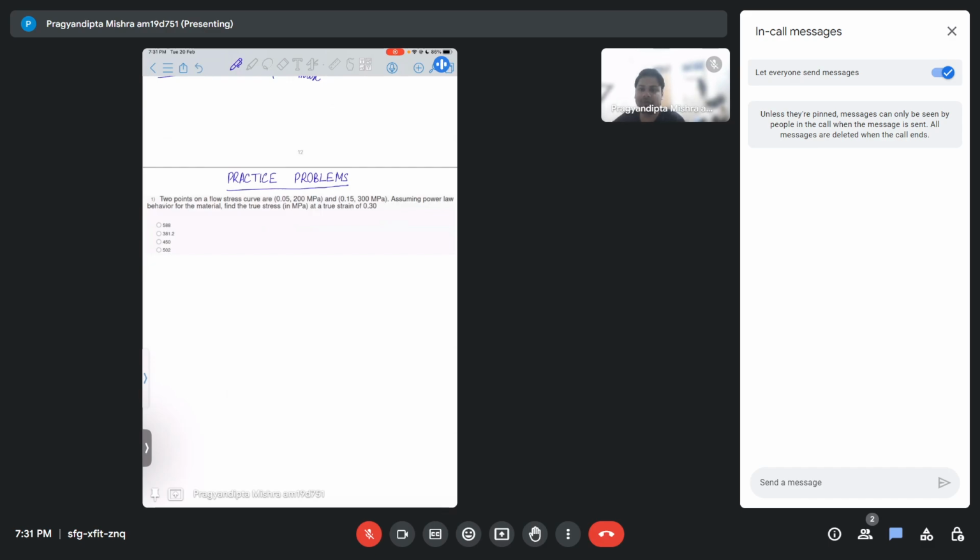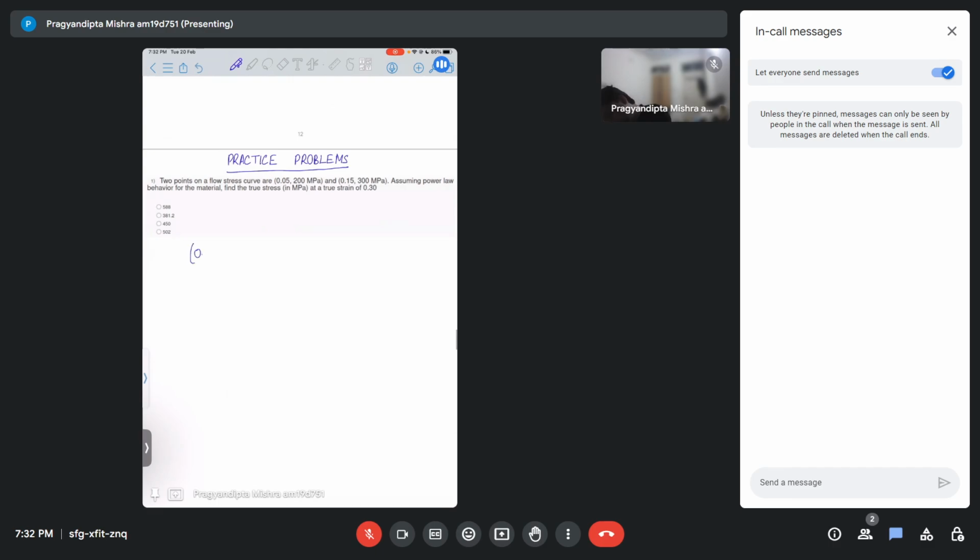Okay. So very straightforward question, right? They have given us 2 points. So using that, we can find both the K and N values for the power law. And once we know that, we can substitute it to find the new stress value. Okay, so let's try and solve this. The 2 points that we have are 0.05, 200, and the other one is 0.15, 300.